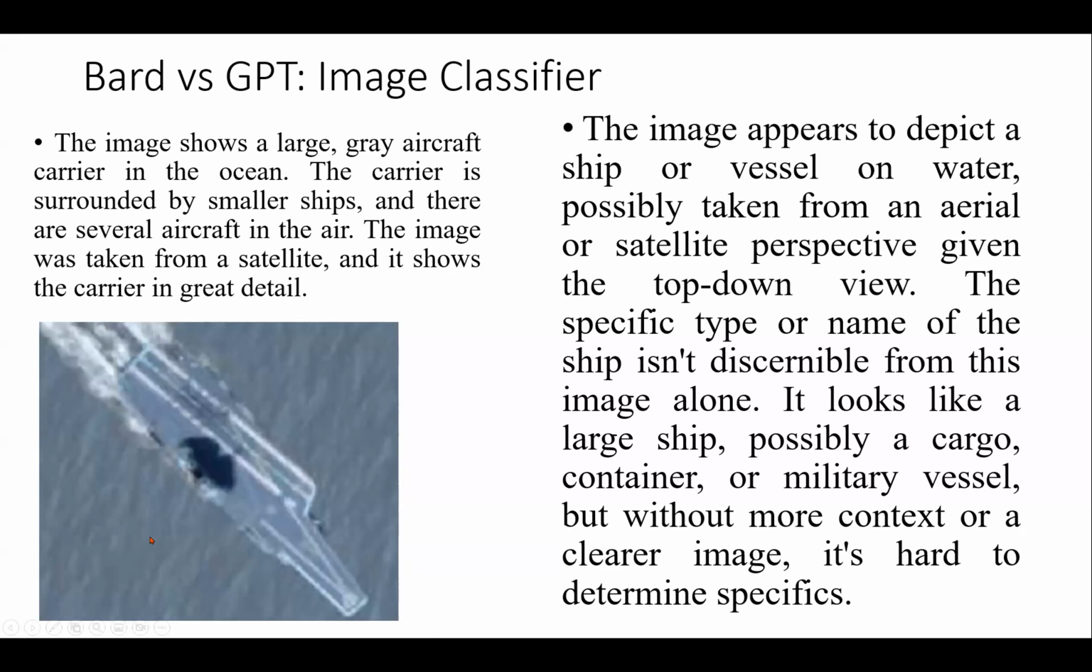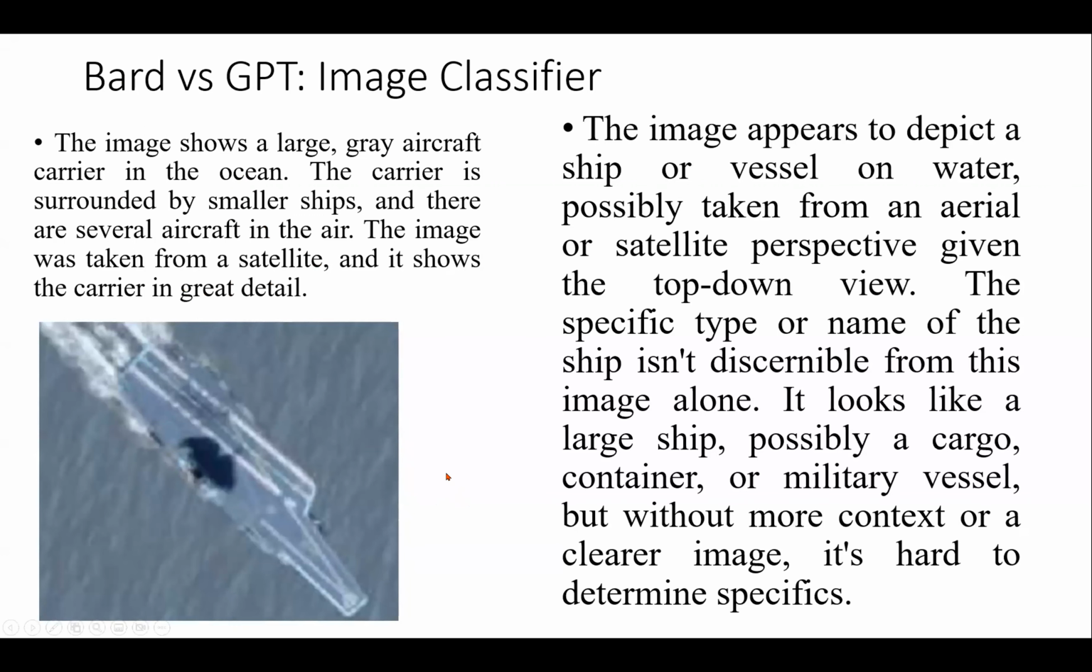And so we're going to present an overhead image. Most of the image classifiers are trained on images from the eye level of humans, but this is a satellite image of an aircraft carrier. We asked BARD. It says it's a large gray aircraft carrier, very specific. It seems to be taken from a satellite and shows the carrier in great detail. And again, this is all zero shot. It has no pre-training based on satellites.